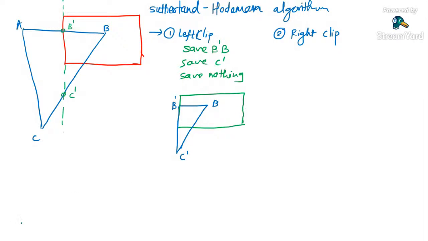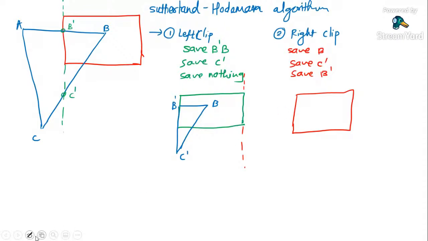What is the right boundary? So this is the right boundary. Now this is the inside part, this is the outside part. Now compare B dash B. B dash B is inside the boundary, so save B. For B C dash, it is also inside, so save C dash. Then C dash to B dash is also inside, so save B dash. So what is the output after right clip? The same output, B dash B C dash.